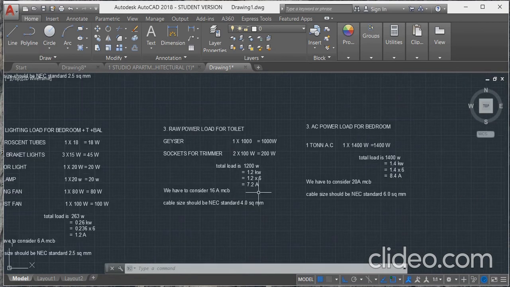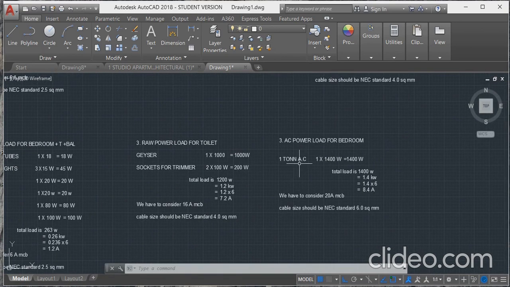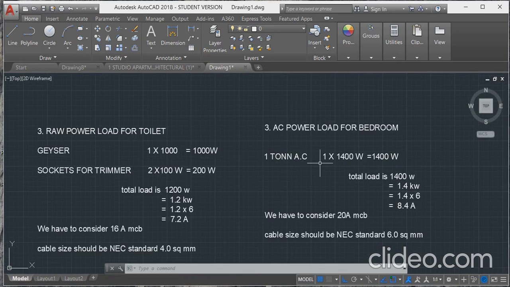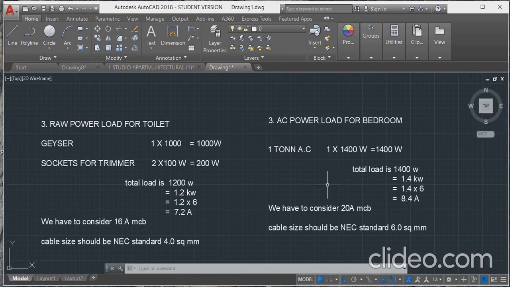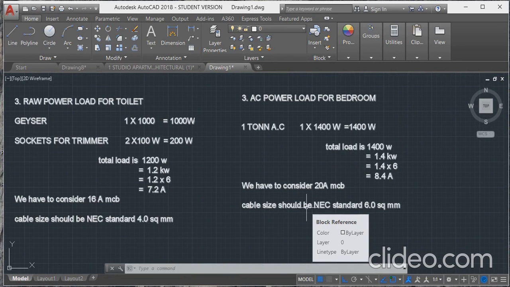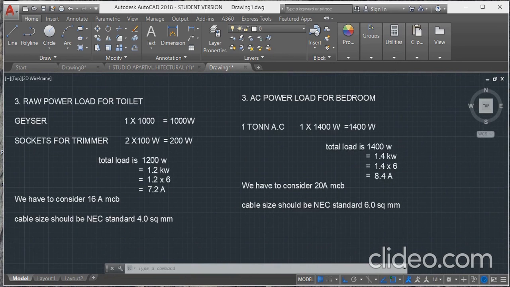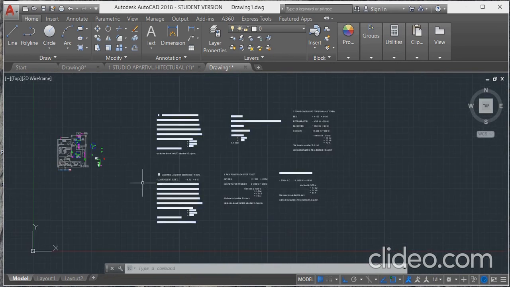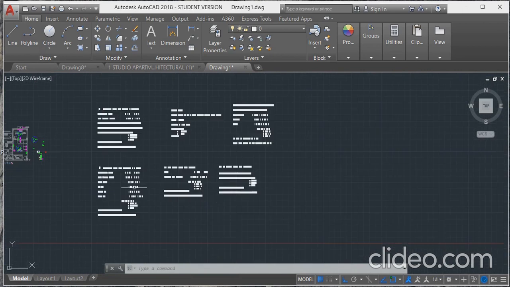In the AC power load for the bedroom, a 1 ton AC equals 1 into 1400 watts. The total load will be 1400 watts multiplied by 6, which gives 8.44 amperes. For the AC we have to consider a 20 amp single pole MCB, and the cable size should be, as per NEC standard, 6.0 square mm. Here see, we can see.